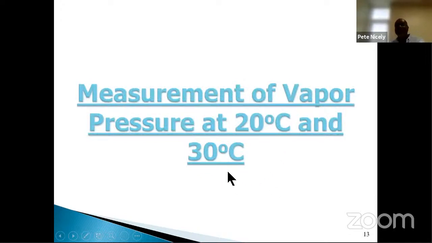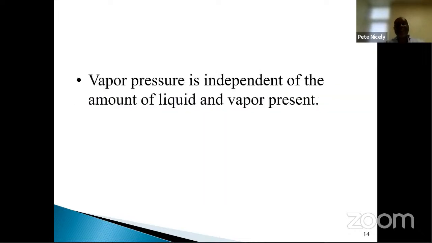Okay, so let's talk about the measurement of vapor pressure at 20 degrees Celsius and 30 degrees Celsius. And basically what we'll be looking at here is how the vapor pressure of a liquid varies with temperature. And you're going to see some very interesting patterns emerging when we look at the relationship between vapor pressure and temperature.